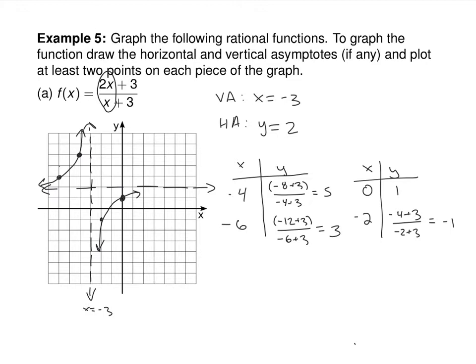Okay, try part B. It's pretty similar. Just give it a shot. Find the VA, find the HA.